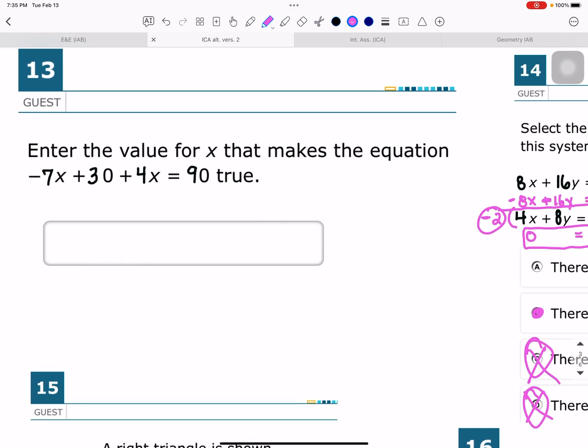Number 13, make your teams. This should be easy. Make your teams.